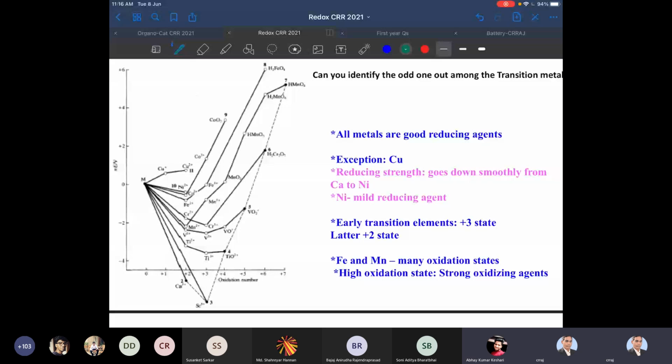Copper, right? Unlike the other species, copper is different. Yesterday I mentioned copper 0 to copper 1 and copper 2 plus. So this is totally different, completely different. You cannot use copper as a reducing agent. Copper as an oxidizing agent? You cannot use it.